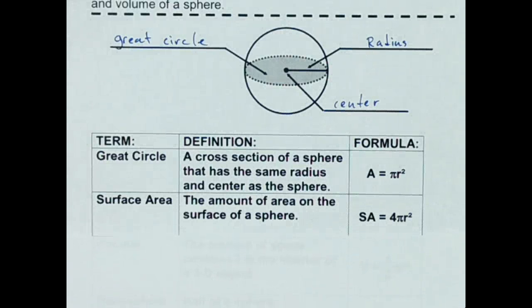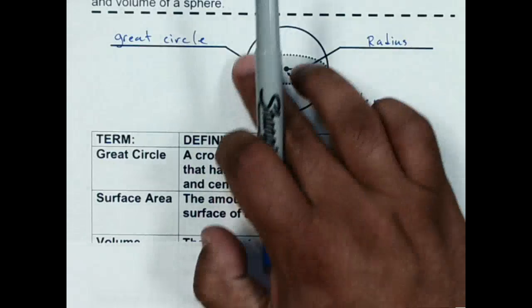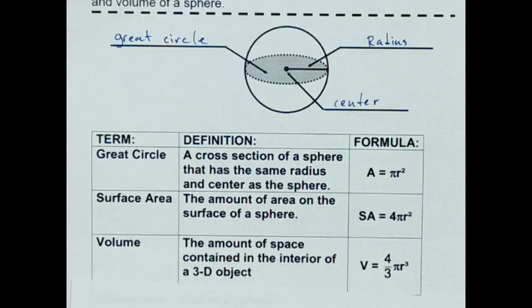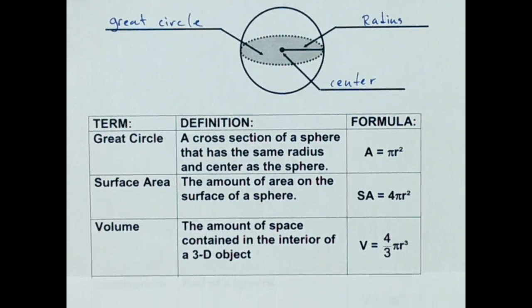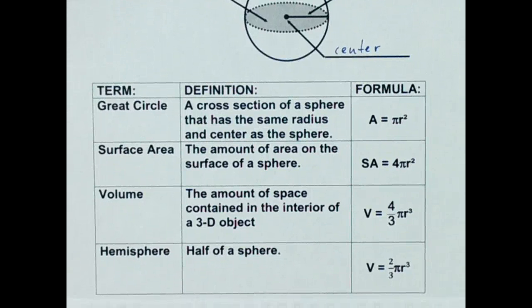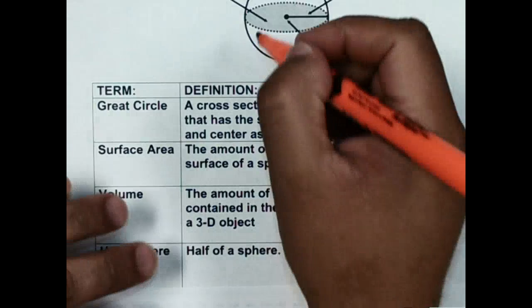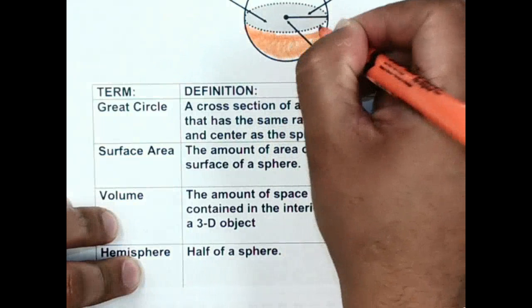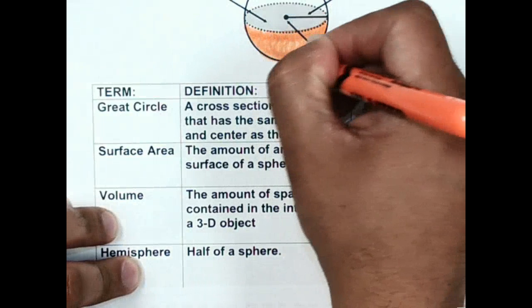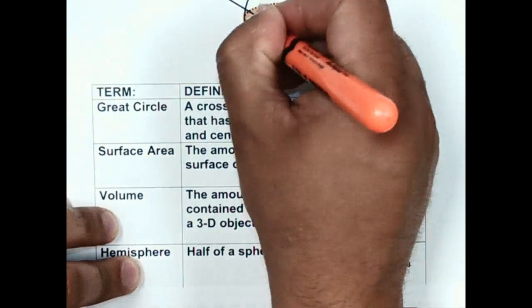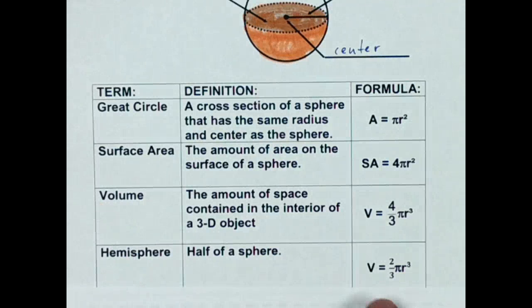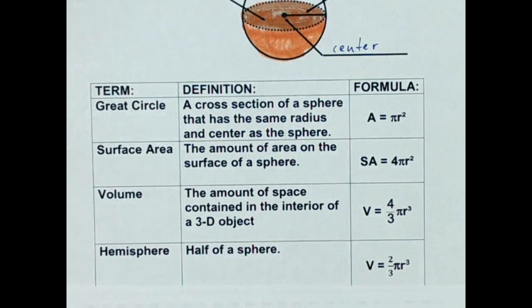Now when we get to surface area, that's the outer shell of the sphere, and that formula is 4 pi r squared. Volume is going to be 4/3 pi r cubed. And then a hemisphere, that is going to be this part up here, or this half of the sphere going this way. If you want the volume of a hemisphere, that's going to be 2/3 pi r cubed.